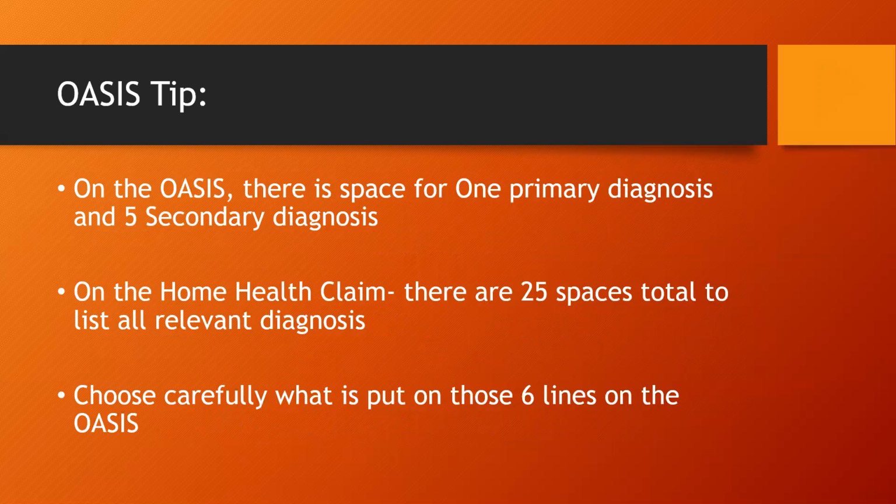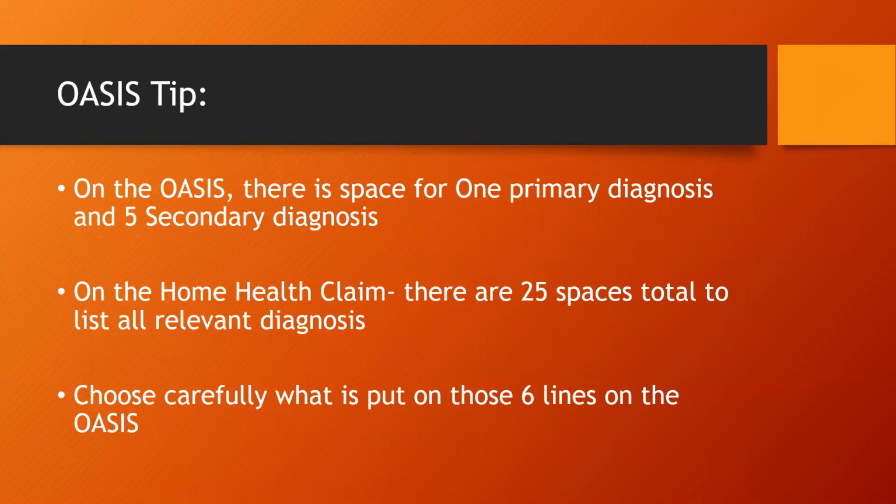Just a tip if we're doing an OASIS. On the OASIS, there's space for 1 primary diagnosis and 5 secondary diagnoses. Not very much. So we want to make sure if we're doing the OASIS, we code the primary, the best reason for why they need those home care services first, and then add in the other most relevant secondary diagnosis. But be aware on the healthcare claim, which we will never be filling out, there's 25 spaces total to list all of the relevant diagnoses.